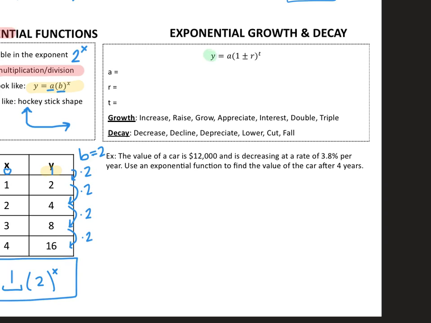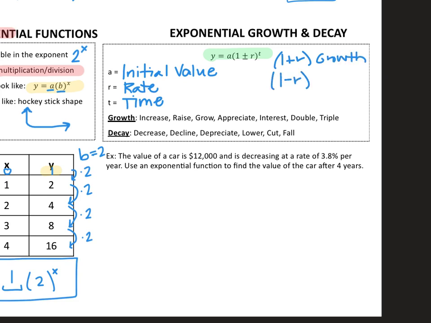The setup of the formula is y is equal to a times (1 plus or minus r) raised to the t. We already talked about how a is our initial value. Initial means starting, so it's whatever your current value is or whatever you start with. r is your rate, so by what rate is it growing, and t is your time. Now, whether you use the plus or the minus r depends on if it's a growth or a decay. If it's a growth, you're always going to want to do plus r, so 1 plus r would be your growth, and 1 minus r would be your decay.